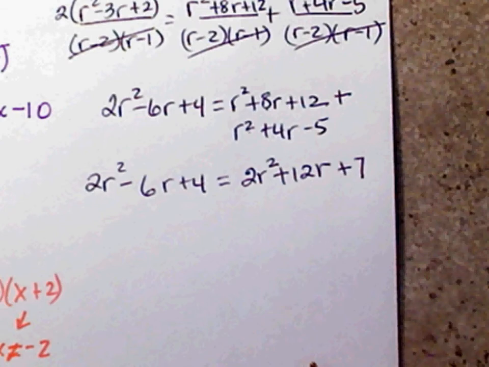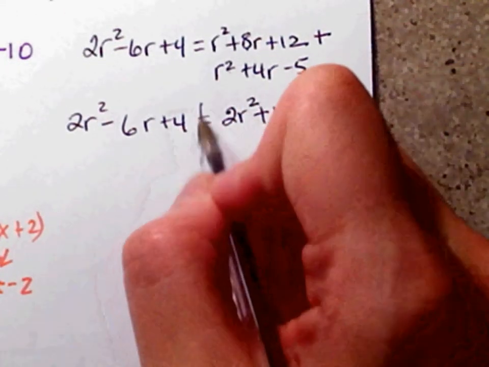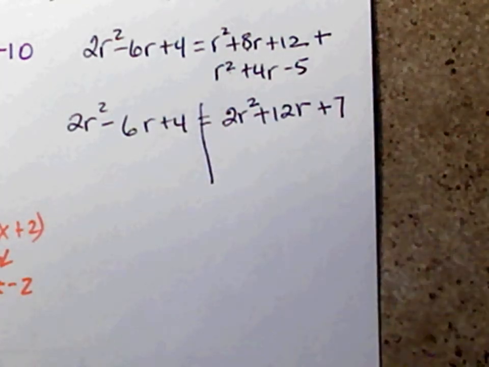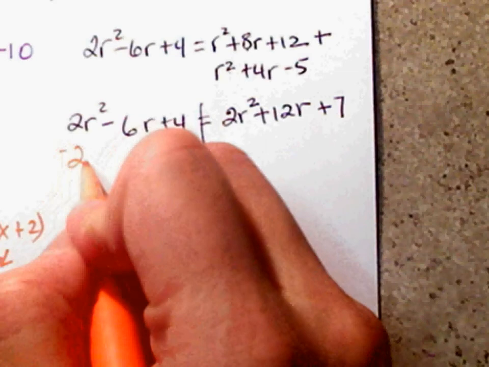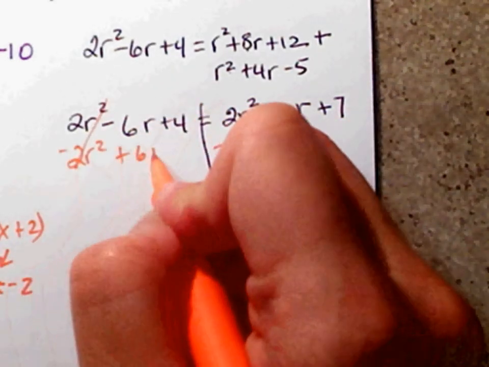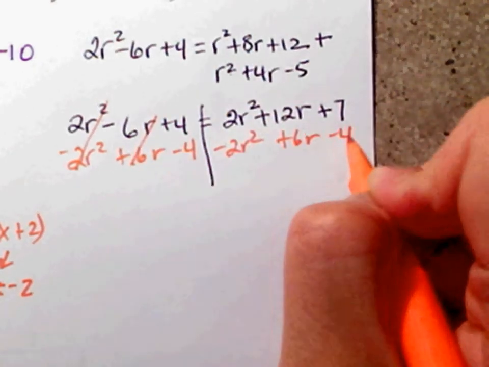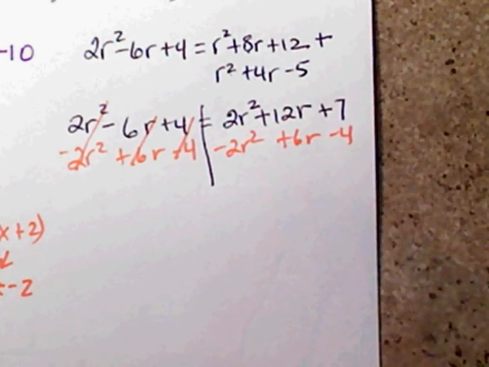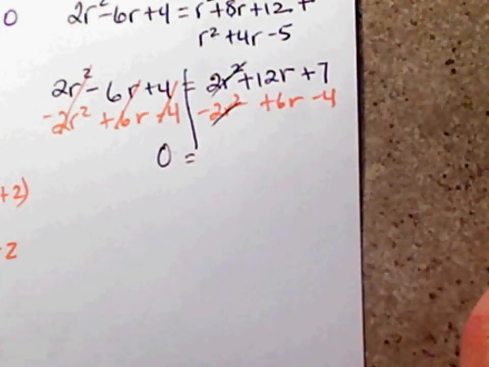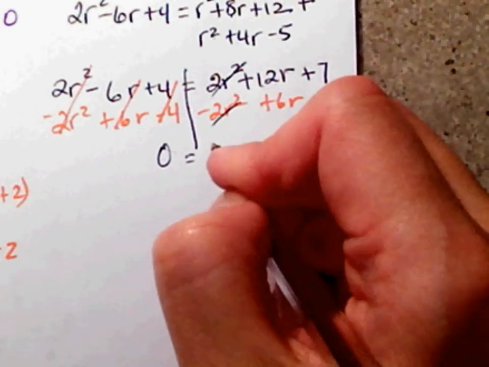Notice you have a square. Set it equal to 0. Here we go. What you do to one side, you do to the other. Minus 2r squared, minus 2r squared. Plus 6r, plus 6r. Minus 4, minus 4. So now you have 0 equal. See how those cancel? 12r plus 6r is 18r plus 3.